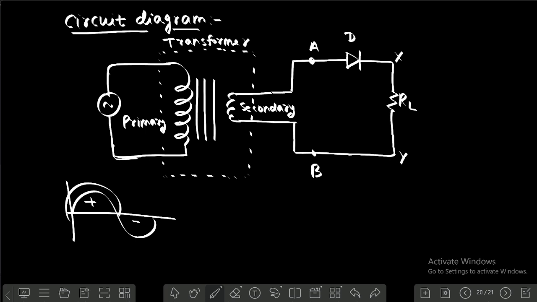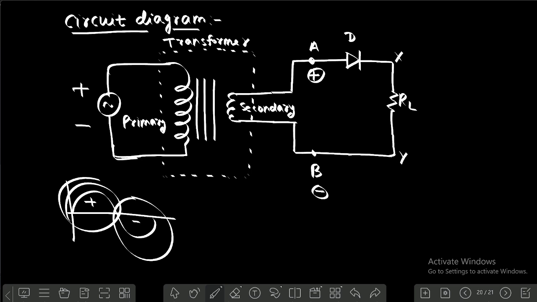First consider the positive half cycle, and this one is the negative half cycle. Up side is positive, down side is negative. If this is positive and negative, the same will transfer here because of the transformer. Two coils are there, so it will induce. So A becomes positive, and B becomes negative. Then what will happen there?